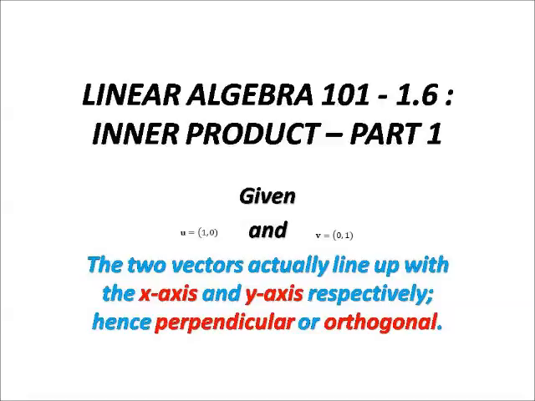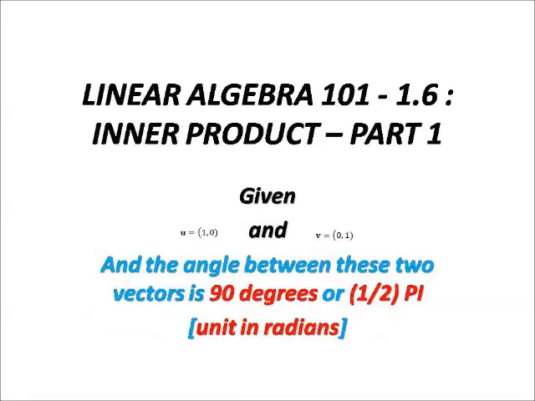u equals (1, 0), v equals (0, 1) on the 2D Cartesian plane. Actually, they line up with the x-axis and y-axis respectively, hence perpendicular or orthogonal. Draw the picture yourself, please. The two vectors that we just saw actually have an angle between them of 90 degrees, or half pi in radians, half pi.